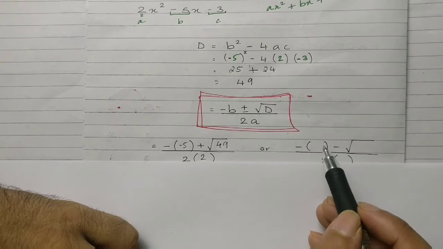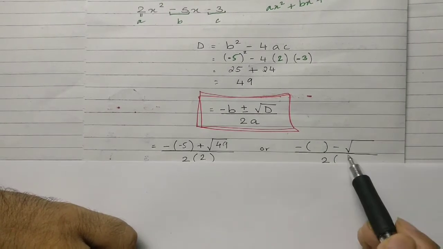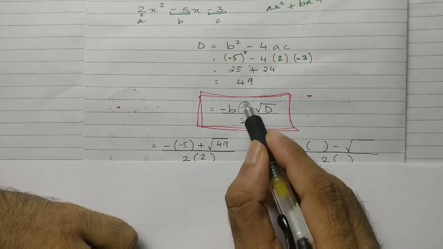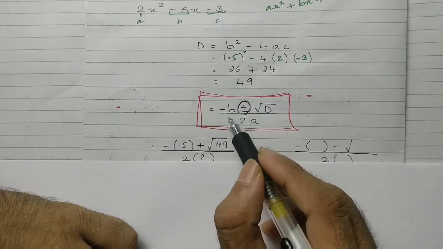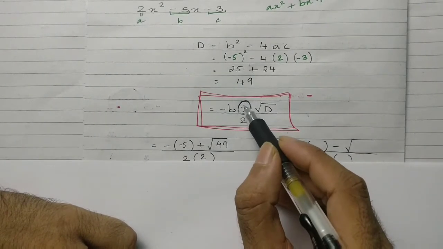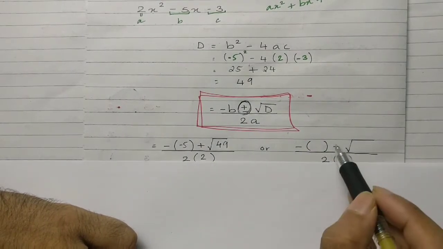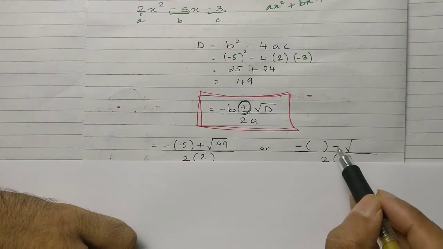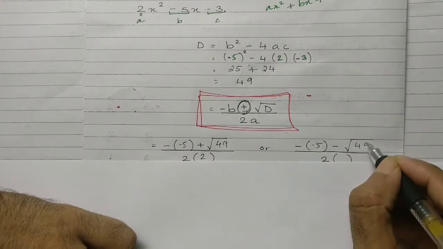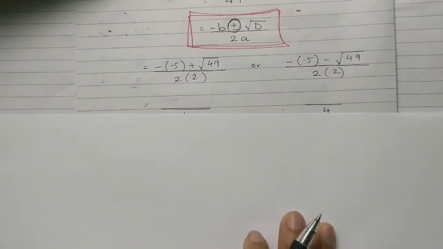If you notice closely, this formula was written once, but I've written it twice over here. Why is that? This positive and negative sign over here, I have to write it either positive or negative, right? So in one case it is positive, the other case it is negative. So I'll write the same values again, minus 5, 49 and 2. Let's go ahead and solve this.